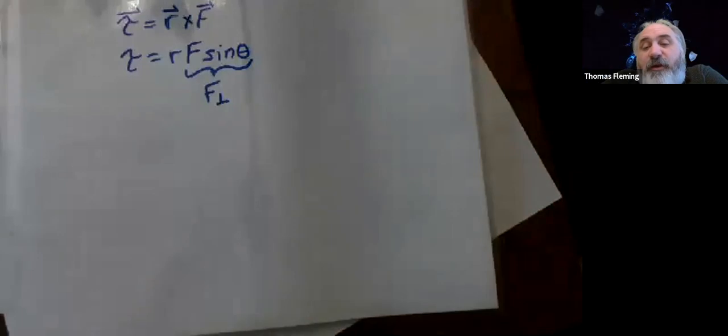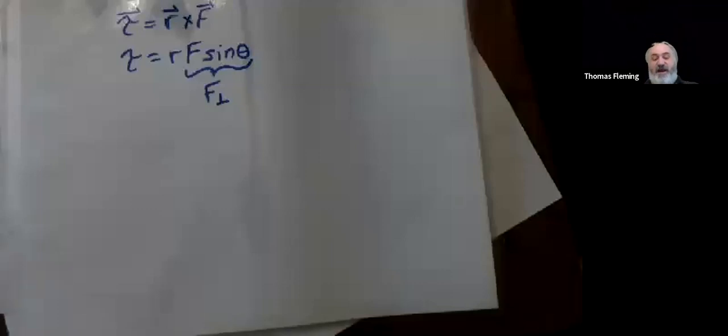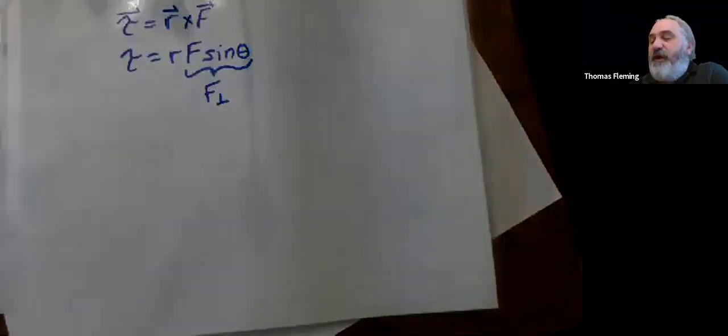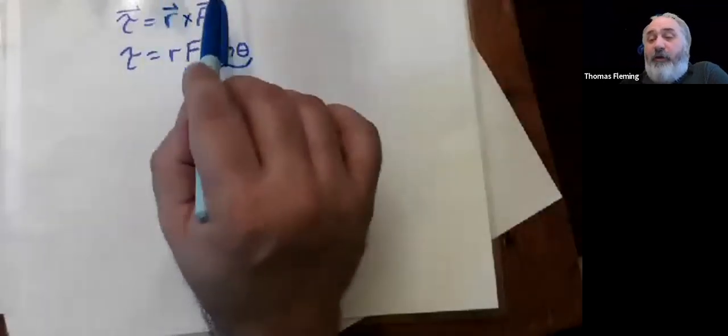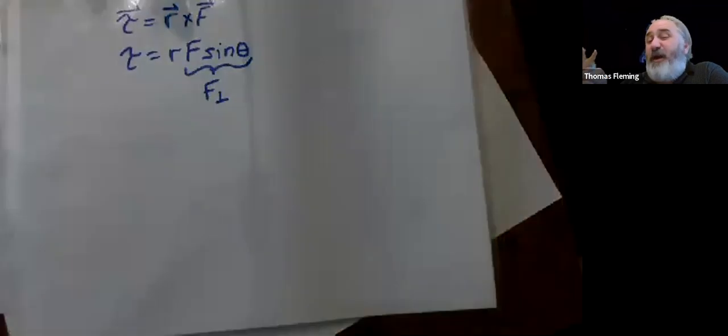In order to do that, you're going to have to remember the right-hand rule. Now, the right-hand rule says that you will take your right hand and you will put your fingers in the direction of whatever vector comes first. Notice I wrote R cross F, not F cross R, because unlike regular multiplication, if you flip the order in a vector multiplication, you get different answers.